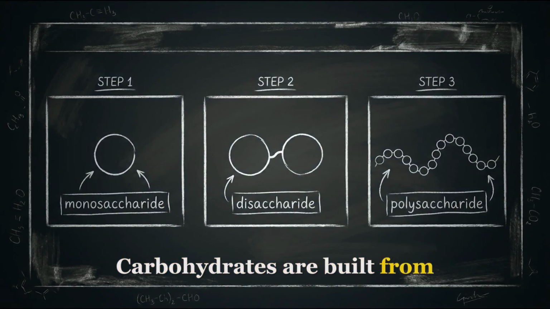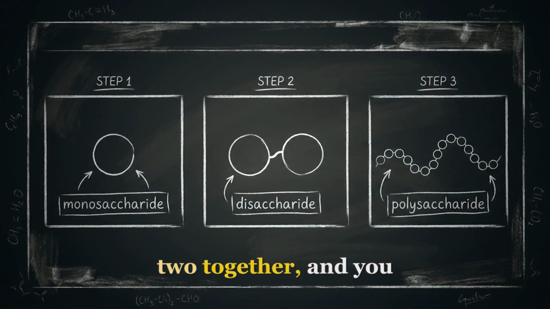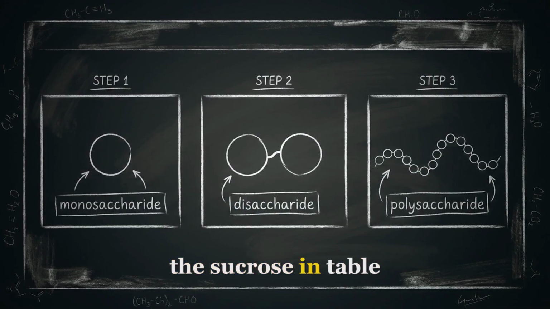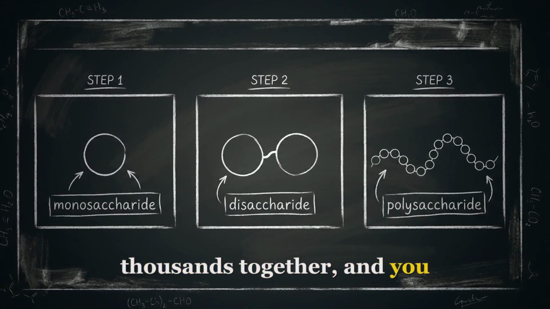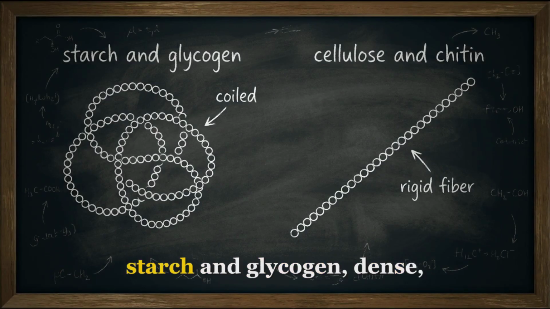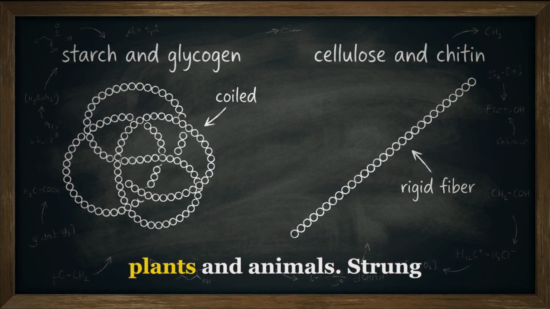Carbohydrates are built from monomers called monosaccharides, simple sugars like glucose. Link 2 together and you get a disaccharide, like the sucrose in table sugar. Link hundreds or thousands together and you get a polysaccharide. Strung one way, that becomes starch and glycogen, dense, coiled energy storage in plants and animals.